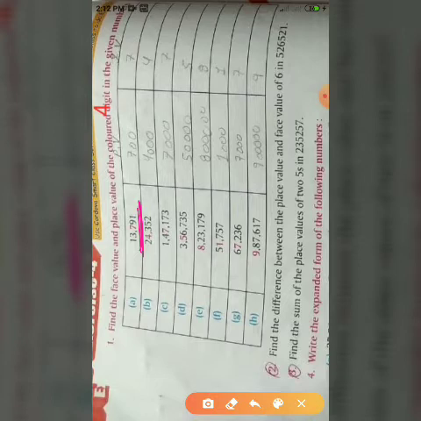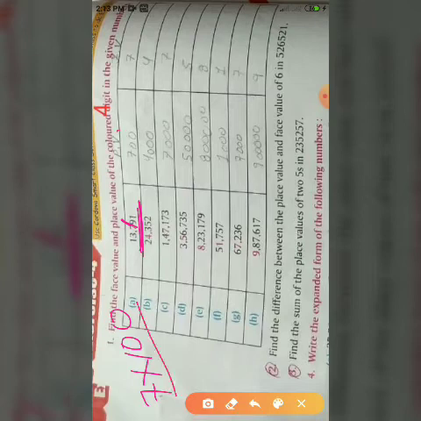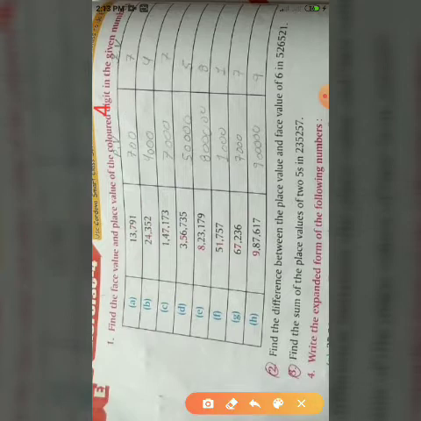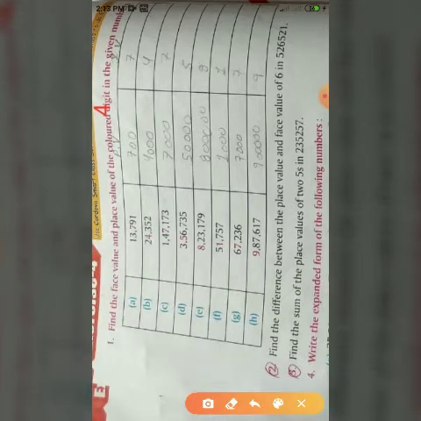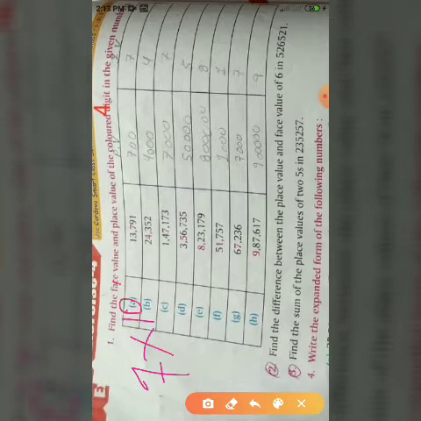Suppose in this question there is a 7 at the hundreds place, so the place value of 7 in this number is 7 into 100, which means 700. In this number, 24,352, the 4 is at the thousands place, so simply multiply 4 with 1000, which is 4000.